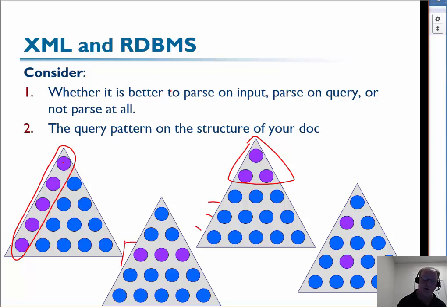Is it something across the tree? All the things in a certain layer represent something. Maybe that's all the addresses. Maybe that's all the siblings. Maybe that's all the whatever. Or do I have a query pattern that really is random? I've got nodes at different levels, not related to each other.